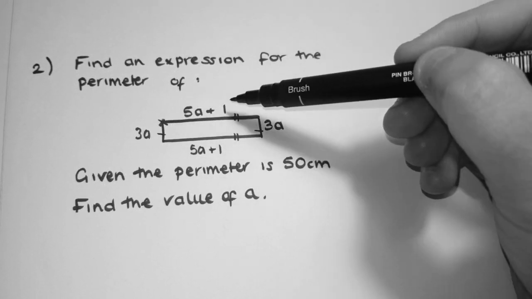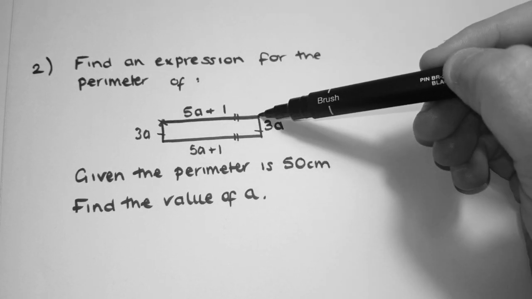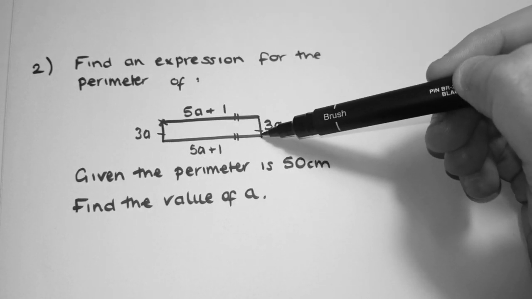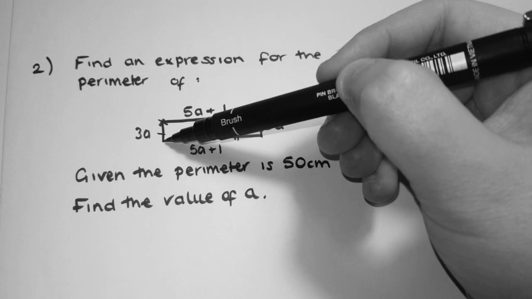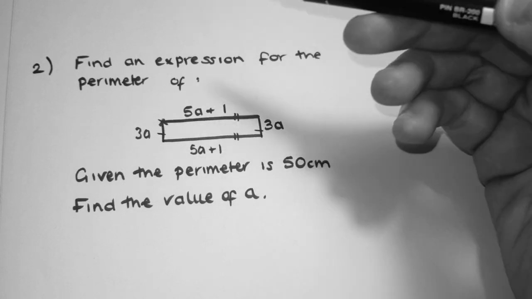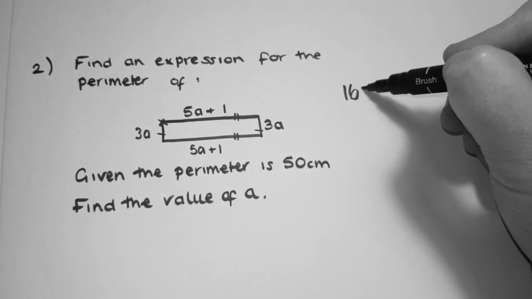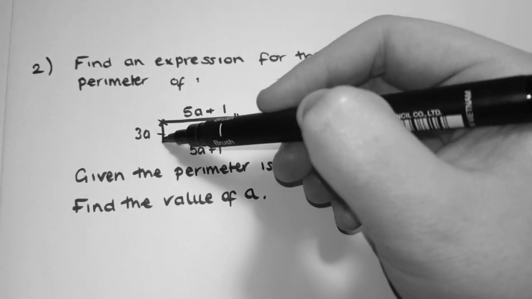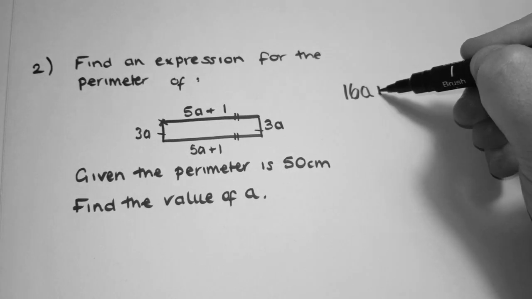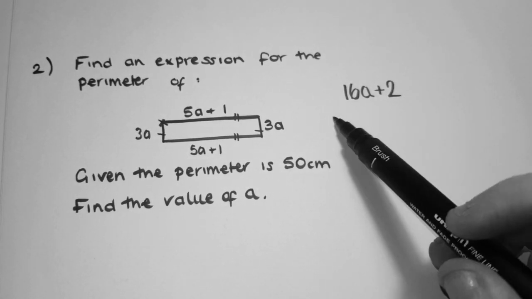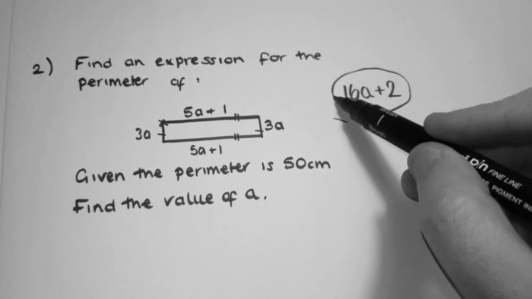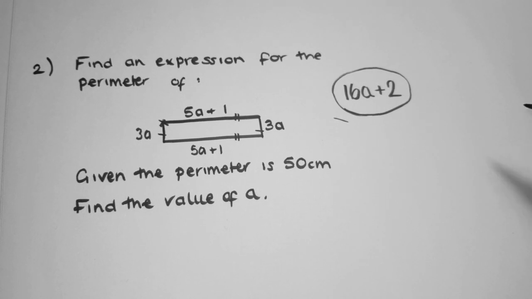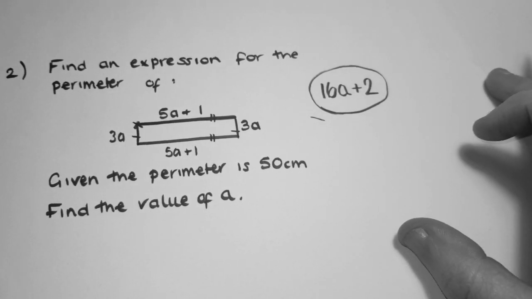So I've got, if I ignore the ones for a minute, 5A plus 3A gives me 8A, plus another 5A is going to give me 13A, plus another 3A is going to give me 16A. And then I've got a 1 on there. There's no number to add to it there. There's a 1 there, so that's 2, and there's nothing there. So it's 16A plus 2. That's it. That's my expression for the perimeter. Okay, it just means something in terms of a letter when we're talking about an expression.